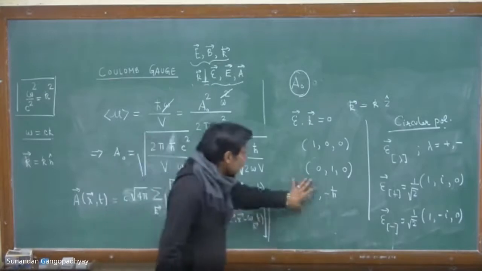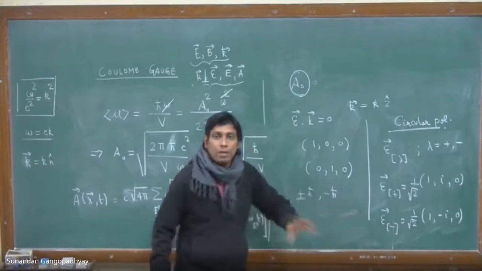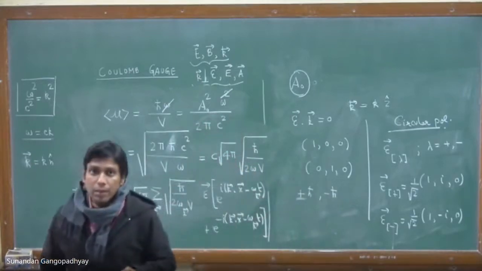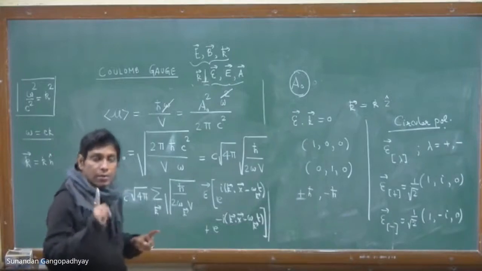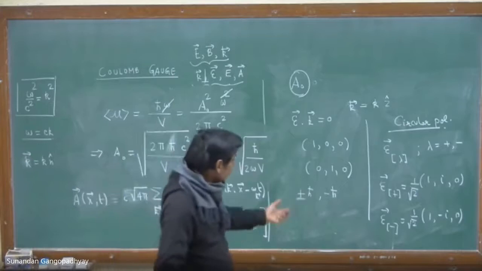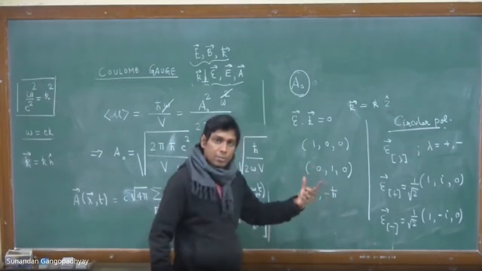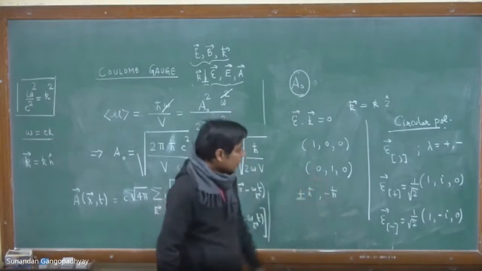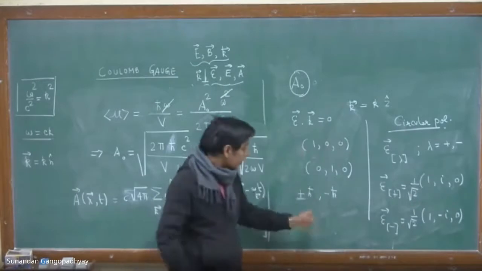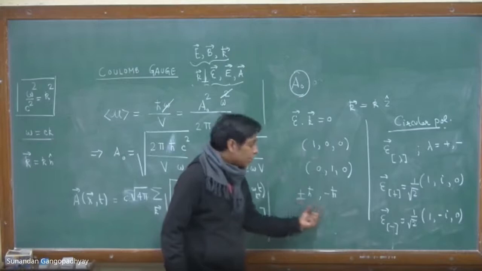So these values, plus h bar and minus h bar, basically correspond to the eigenvalues of the helicity operator that you have. You know that the photon has an intrinsic spin of 1, and if you take the projection of that intrinsic spin angular momentum of the photon, these two polarization states actually correspond to those projections, and those projections correspond to the eigenvalues plus h bar and minus h bar.